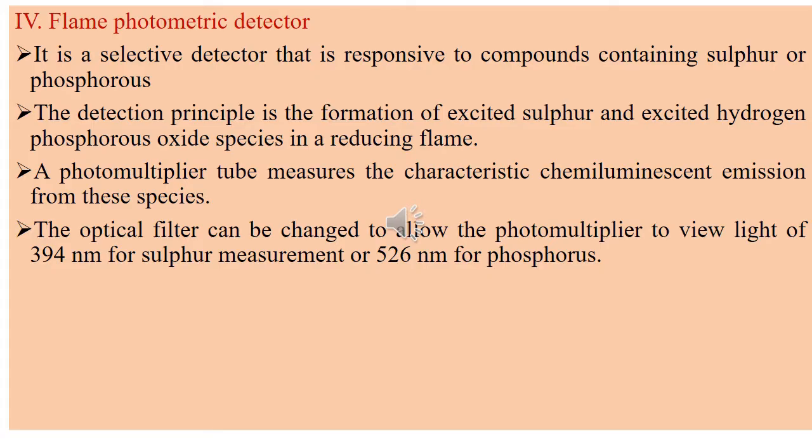Flame photometric detector. It is a selective detector that is responsive to compounds containing sulfur or phosphorus. The detection principle is the formation of excited sulfur and excited hydrogen phosphorus oxide species in a reducing flame. A photomultiplier tube measures the characteristic chemiluminescent emission from these species. The optical filter can be changed to allow the photomultiplier to view light of 394 nanometers for sulfur measurement, or 526 nanometers for phosphorus.